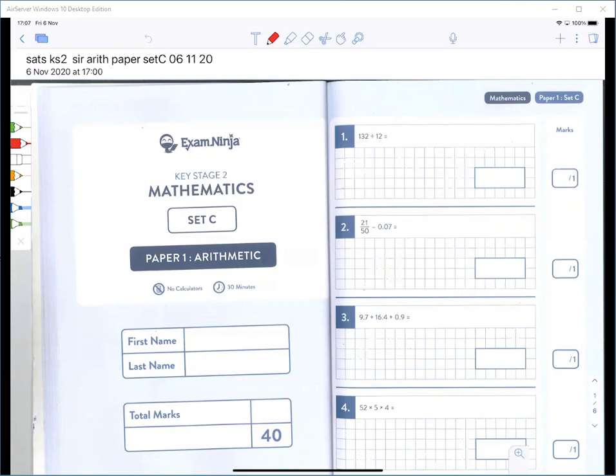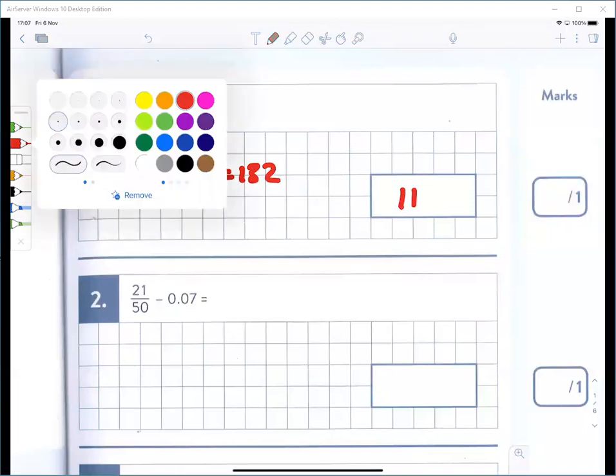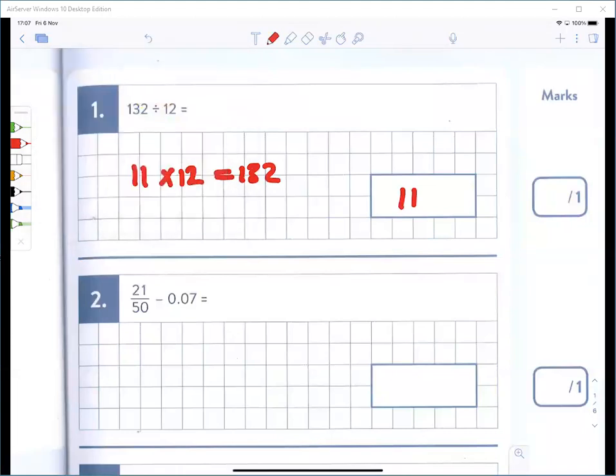Okay, so question number 1. We have 132 divided by 12. So Zaki, what is 132 divided by 12? 11. That's just a nice straightforward times table question. So we have here 11 times 12 is equal to 132. Okay, lovely.